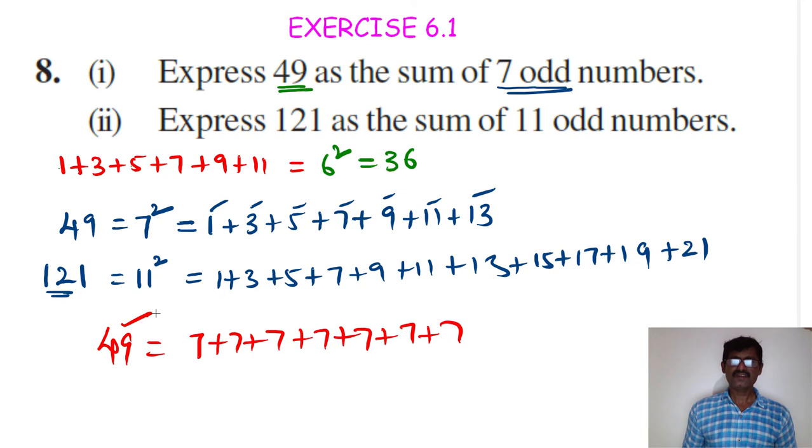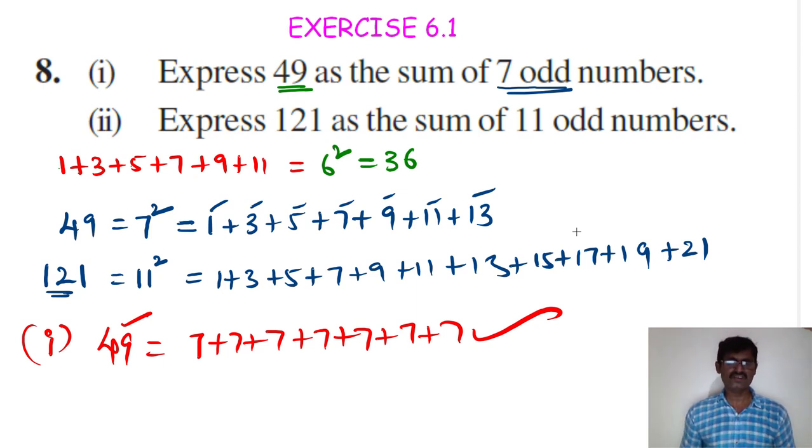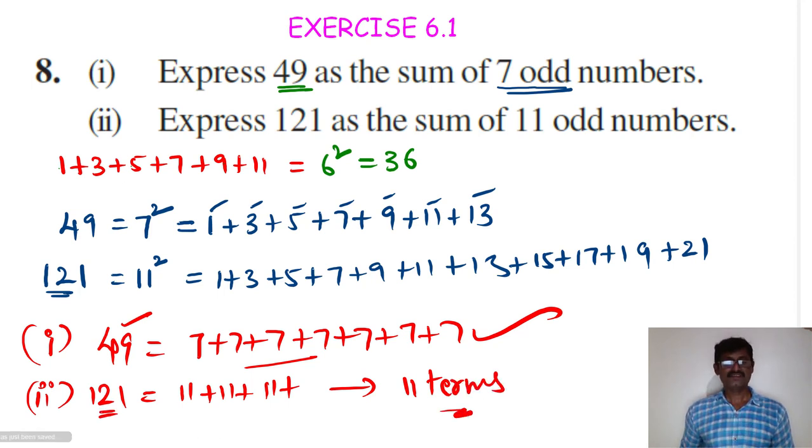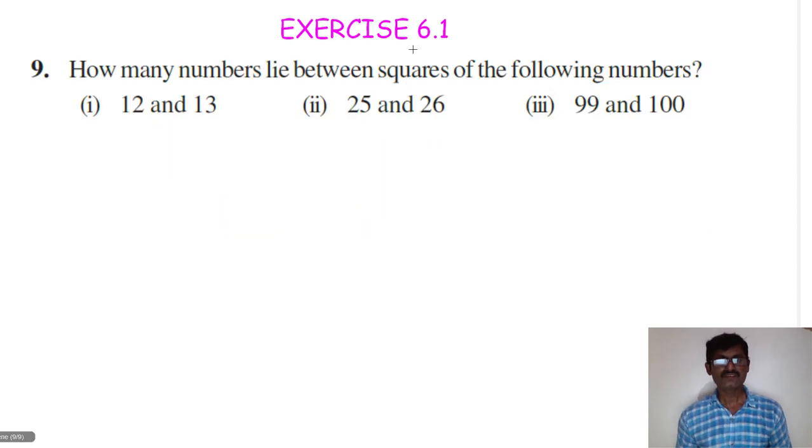The condition is satisfied. So we can say this is also an answer for the first one. We are not told that we need to write different odd numbers or consecutive odd numbers, so this answer is also correct. Similarly, for the second one, 121, we know that this is equal to 11 square, and 11 plus 11 plus 11 and so on, 11 elevens, 11 terms, this is also correct. Let us go to the next problem. Exercise 6.1, ninth problem.